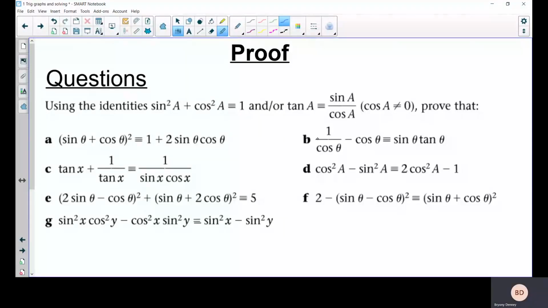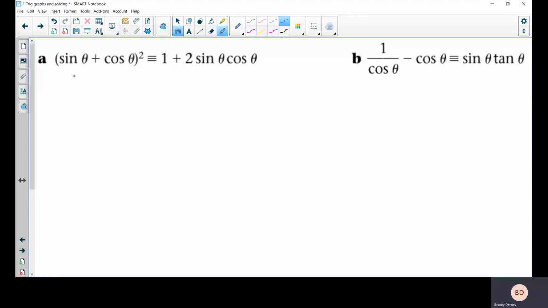Hi everybody, so as mentioned, I'm going to be going through these questions, the questions that came from exercise 10C, question 5. So hopefully you've had a go at some of these and you can see how I would do these. So for the first one, I'm going to start with the left-hand side. It looks the most complicated. I've noticed straight away that I can expand that.